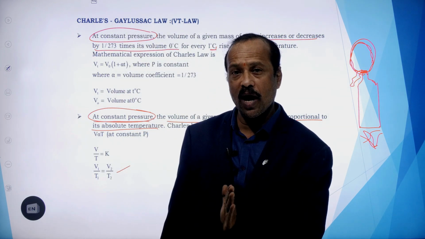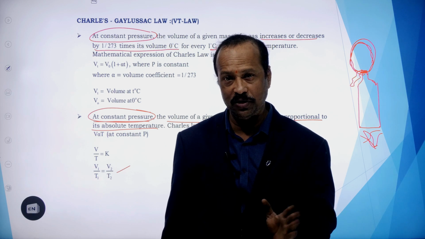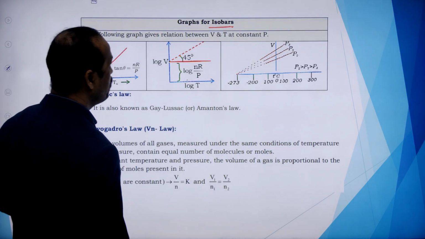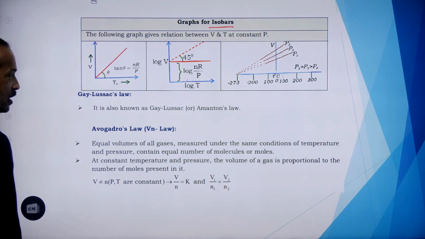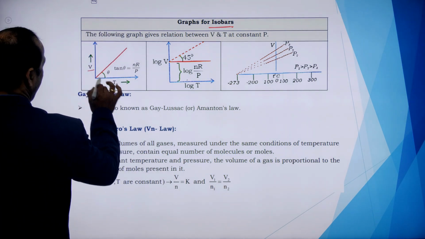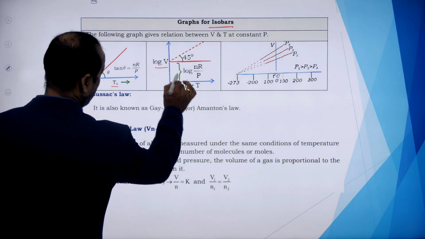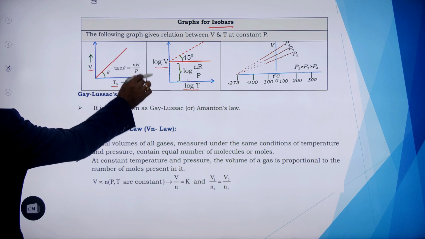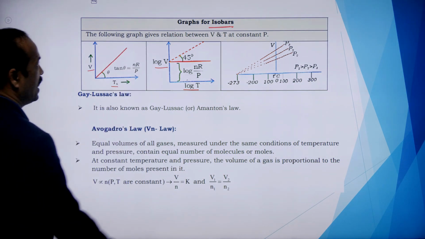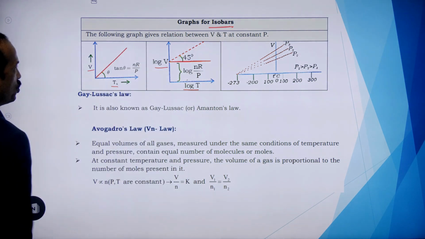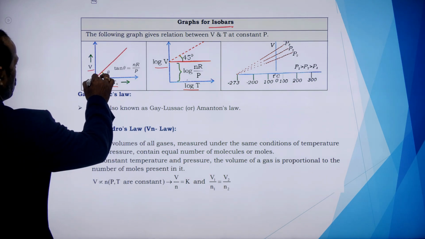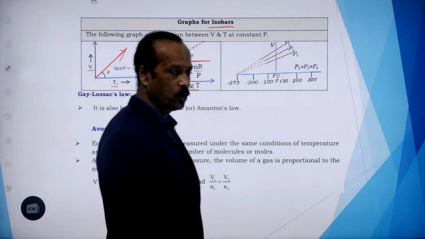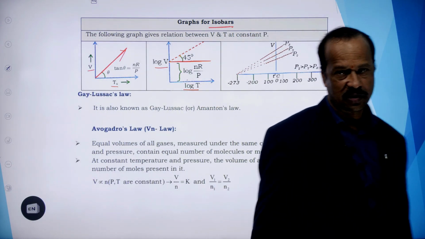So, isobar. Iso means the same. Bar means pressure. So, constant pressure means the same pressure. When you maintain the same pressure, and if you plot the graph between volume and temperature, then we'll get this type of graphs, and these graphs are called isobars. You know that whenever it is directly proportional, we'll get one straight line. The slope will be straight. So that is about Charles law.